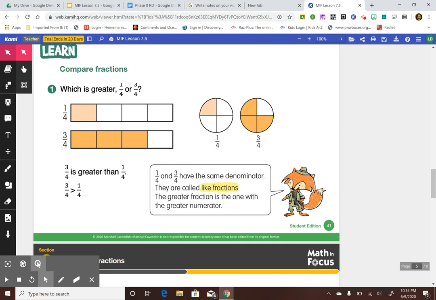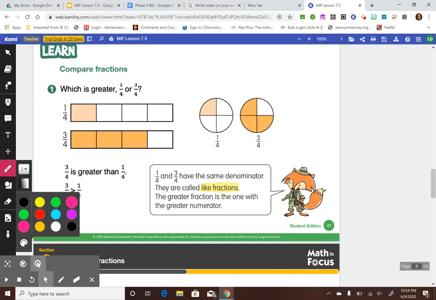Which is greater, 1/4 or 3/4? Well, the first example here are bar models. These are bar models. So 1/4 and 3/4. Those are easy to compare because they have the same denominator. They are called like fractions. Fractions with the same denominator.